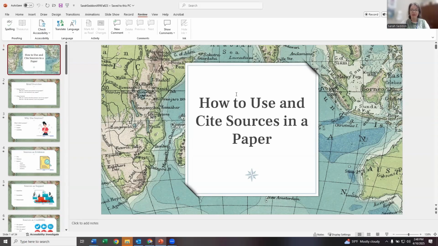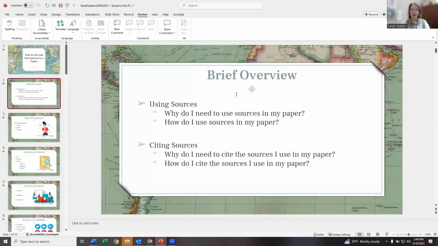By the end of this presentation, I will be answering four questions. One, why do you need to use sources in your paper? Two, how do you use those sources in your paper? Three, why do you need to cite the sources that you use in your paper? And finally, how do you cite those sources that you use in your paper?